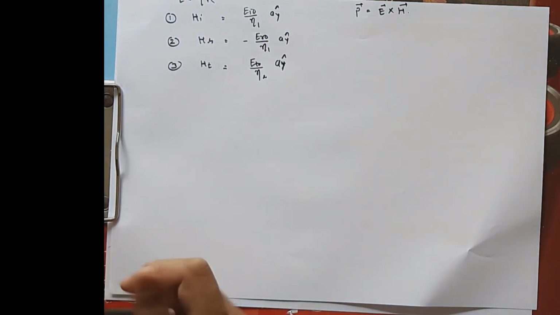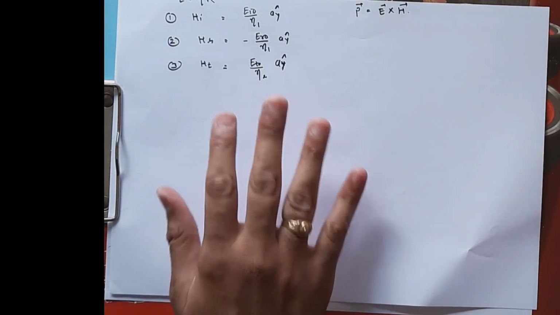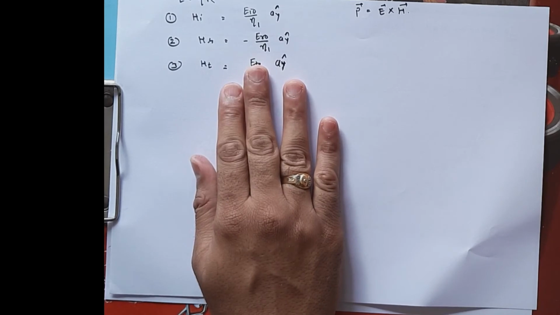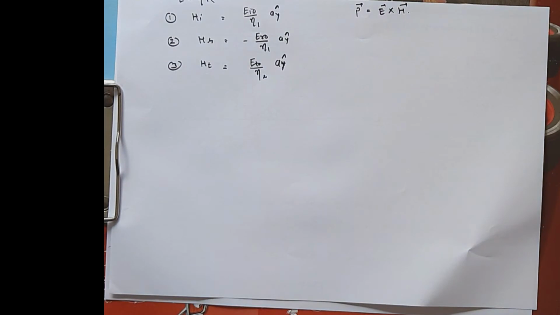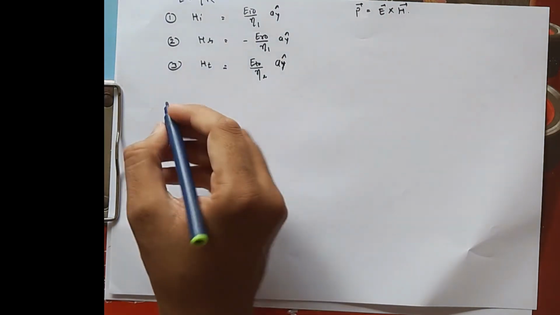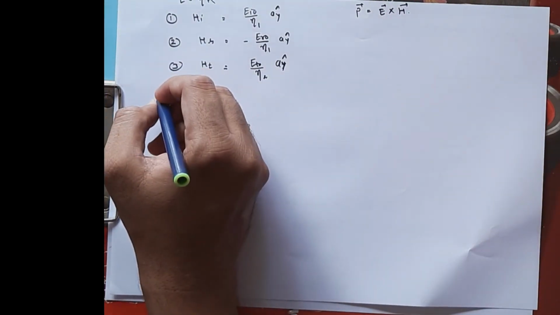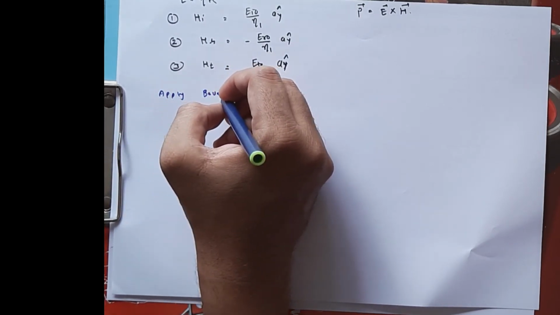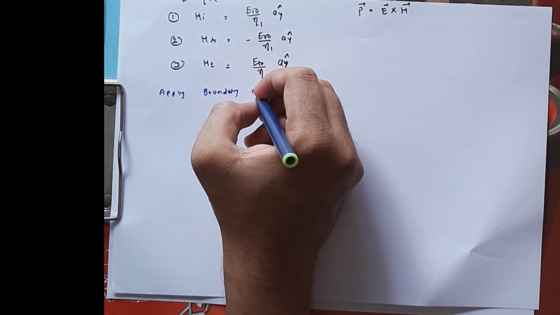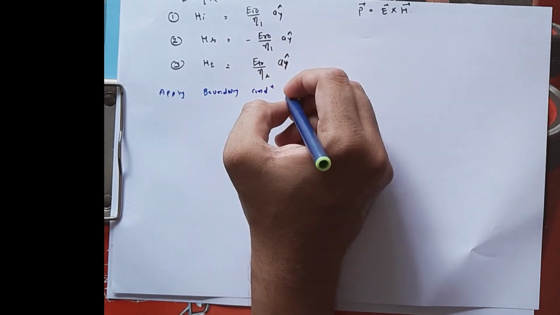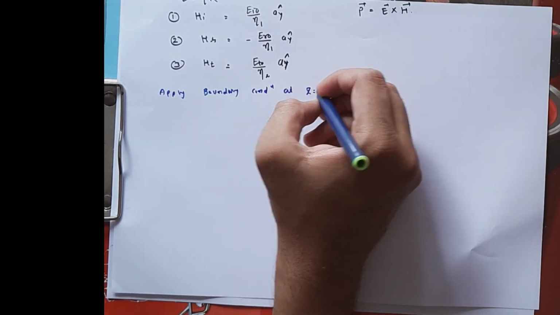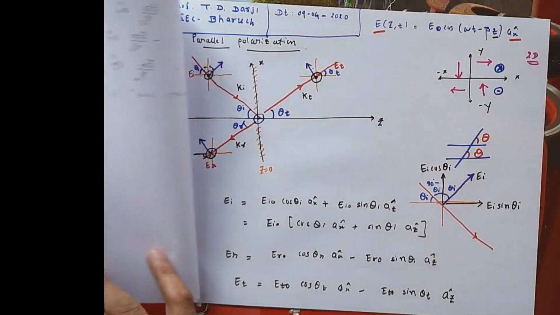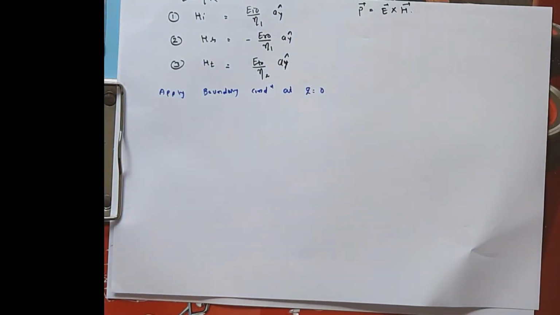So now what we have to do in this theory, we have to derive the equation for transmission coefficient and reflection coefficient, and we will also discuss what the Brewster angle is. Okay, so now I have to apply the boundary condition, at which plane? At the z equals 0 plane. At this plane I have to apply the boundary condition for electric field and the boundary condition for magnetic field.